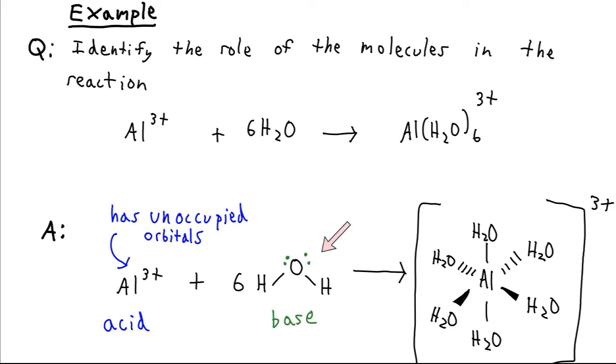Now, since this was the supplier of those pairs of electrons, that makes it the Lewis base. And since our aluminum was the one which accepted them, that makes it the Lewis acid.